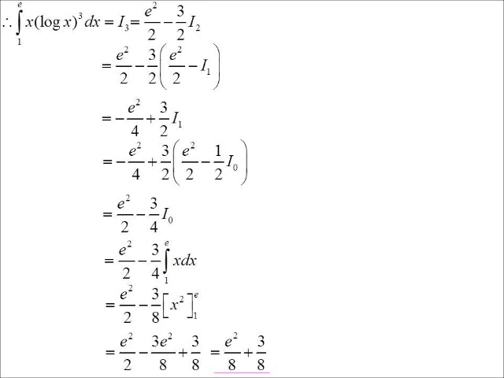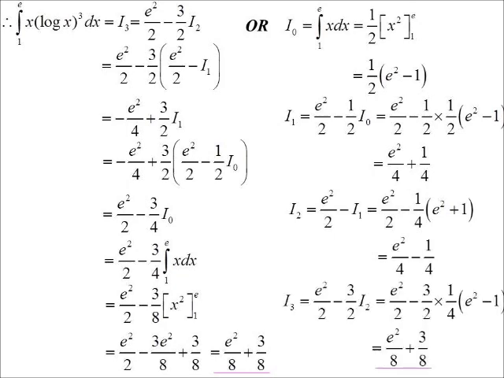So that's a way of doing it, when you work your way down. You start at I_3 and work your way down. Some people like to go the other way. Some people like to start at I_0 and work their way up to I_3. So they go, well, look, I_0, they work that out first. That's a half e squared minus 1.